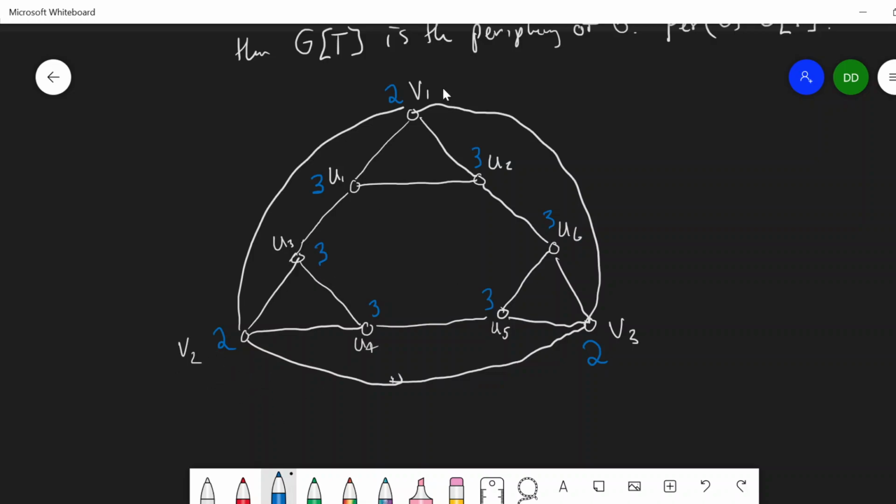So my V2, V1, and V3, these are my central vertices, even though it looks like they're on the exterior of this graph. But again, this doesn't really matter. We could easily flip these so that they're on the interior by just redrawing it. So there are my central vertices, and then my periphery would be the subgraph induced by these vertices.